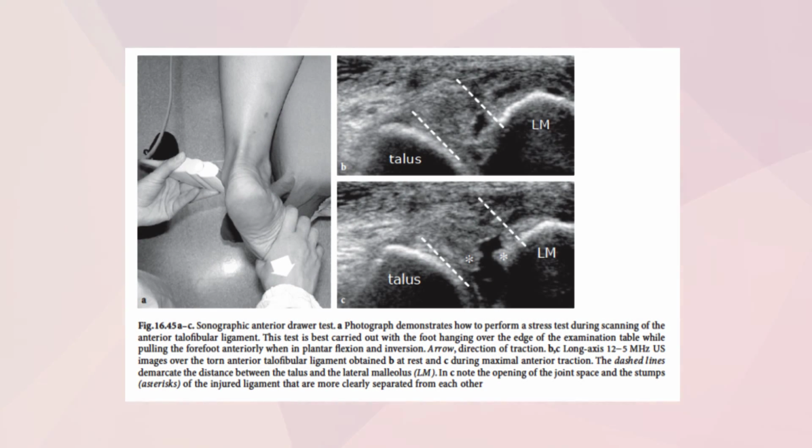I would always encourage to combine clinical testing and imaging with MSU. It provides much more information. In this slide, the examiner performs an anterior draw test in a patient with a suspected full thickness tear of the anterior talofibular ligament. Instability of the ankle and gapping of the ankle joint can be seen clearly in picture C.